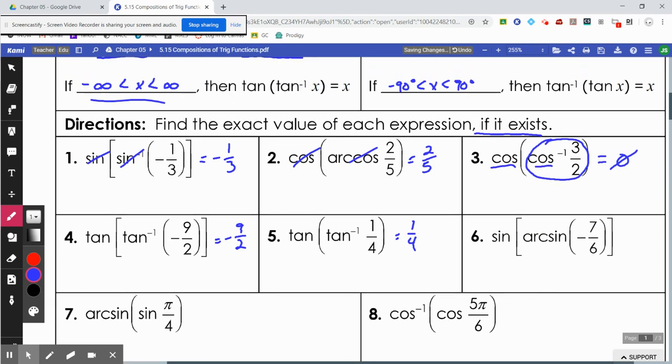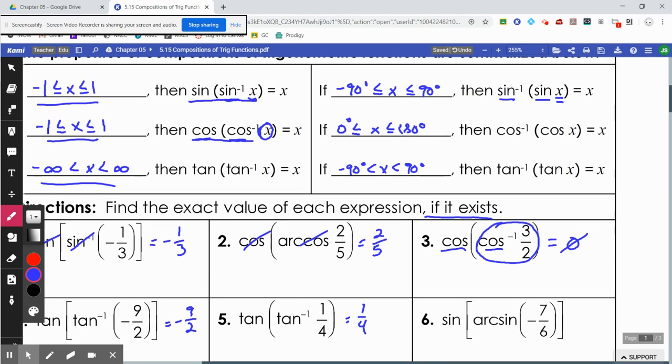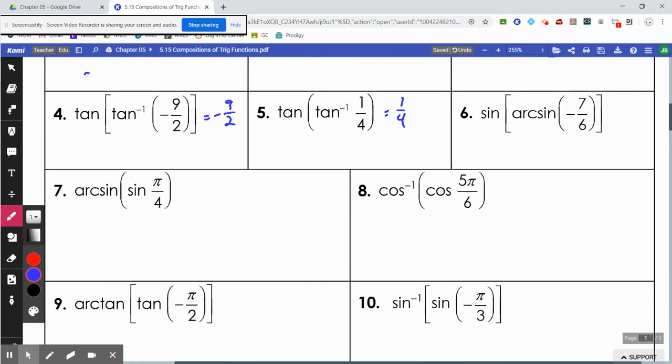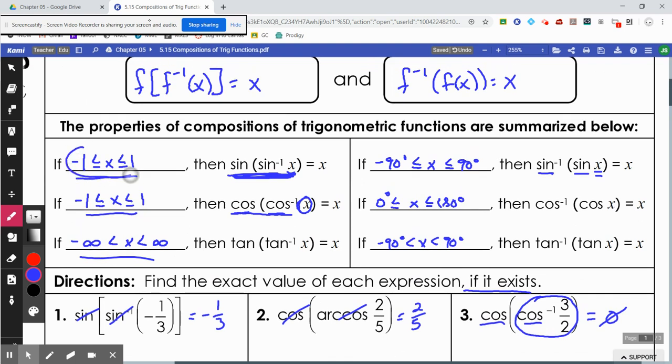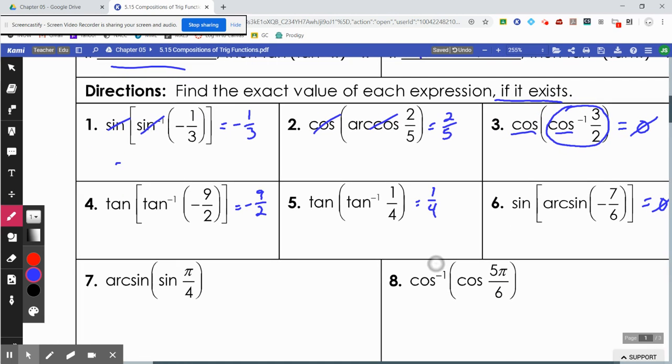The sine of the arc sine. Now, again, I have a problem with this. Let's go back up here. This is an example here. The sine of the arc sine of x is equal to x as long as you're plugging in values between -1 and +1. -7/6 is not between -1 and +1, so we're not going to get the same thing back.